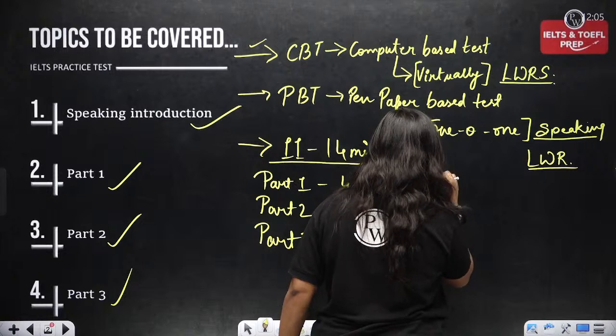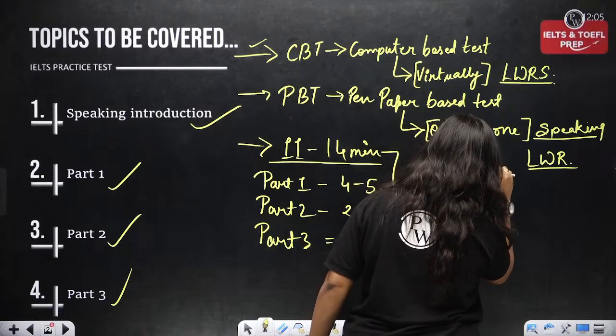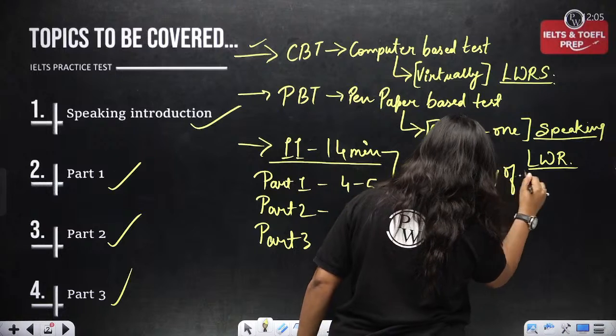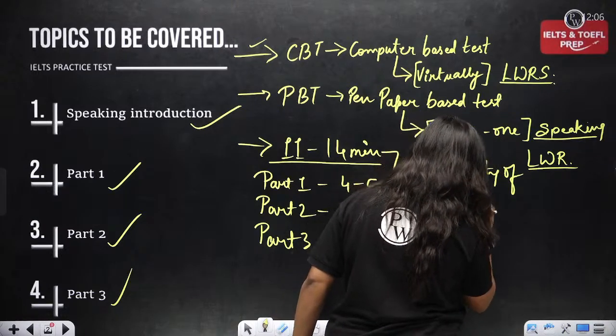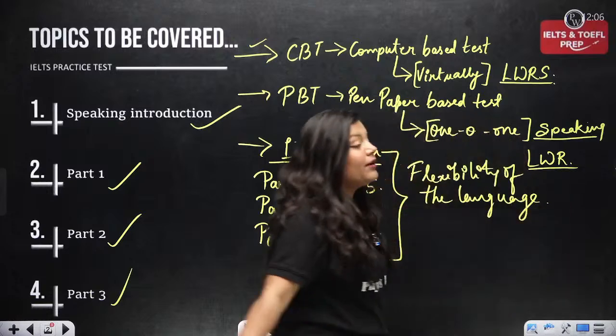देखो, एग्जामिनर इज देयर टू टेस्ट योर फ्लेक्सिबिलिटी ऑफ द लैंग्वेज. तो एग्जामिनर को क्या चाहिए, इज लाइक हाउ फ्लेक्सिबल यू आर विद द पर्टिकुलर लैंग्वेज.